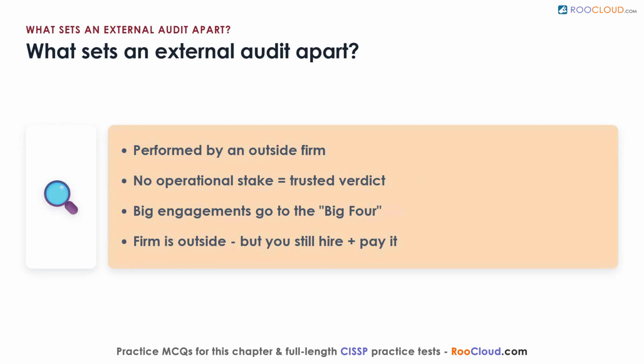What sets an external audit apart? It is performed by an outside firm hired to give a verdict the market will believe. Because that firm has no operational stake, its opinion carries weight with investors and regulators. The largest engagements often go to one of the so-called Big 4 accounting firms, whose sign-off is broadly accepted. Here is the subtle point for the exam. The firm is outside the organisation, but the organisation still hires and pays it.